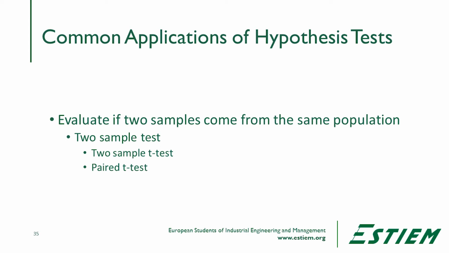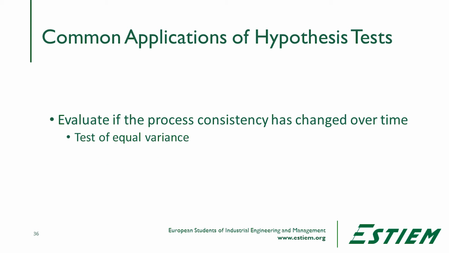The two samples come from the same population. In other words, were they made the same way? Or was there a difference? I changed the process. Did it make a difference? Or we changed the design of something. We test before and after the design. That's going to be this two-sample t-test. Or it could be a paired t-test, but that's very rare. Or we can evaluate, has the process consistency changed over time? And this would be seen as a test of equal variance.